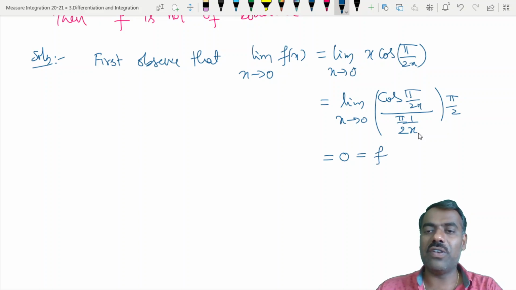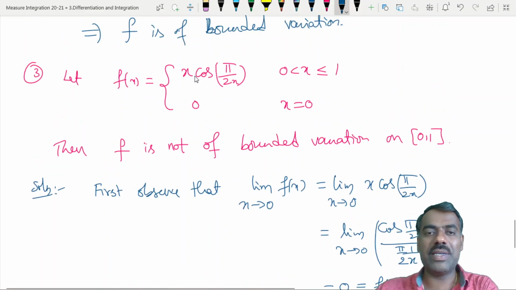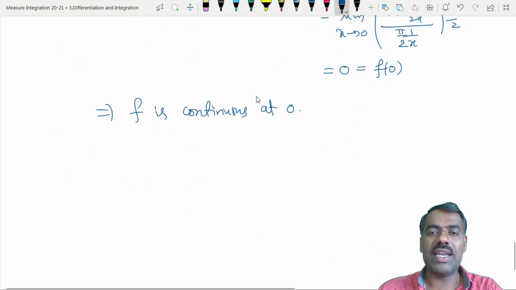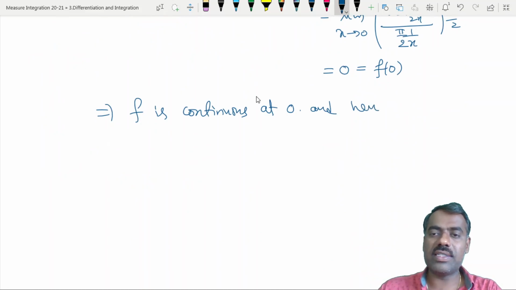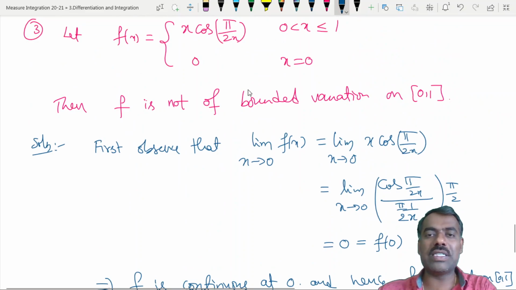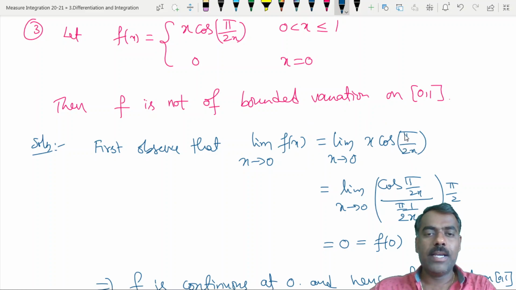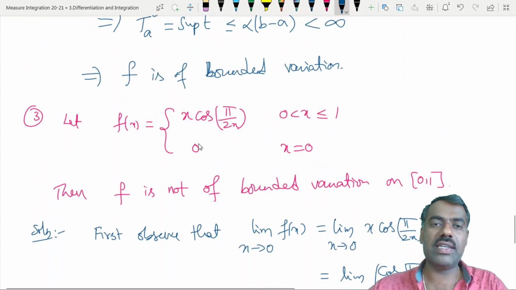This is the same as f of 0, right? So this implies f is continuous at 0, and at all remaining places it is continuous because it is a product of two continuous functions, right? And hence f is continuous on the closed interval 0 comma 1, because the only problem is if x is equal to 0, and at x equal to 0 anyhow it is continuous. Is this clear? So this is a continuous function, and we will show that now it is not of bounded variation. So not every continuous function is of bounded variation, right?